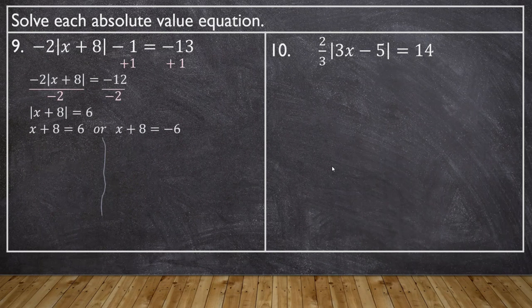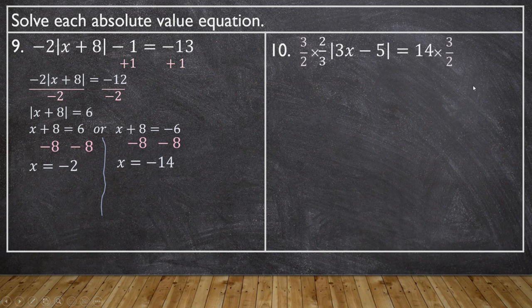So looking at number 10, I have 2/3 times the absolute value of 3x minus 5 is equal to 14. Okay, I'm going to multiply by the reciprocal. The reciprocal of 2/3 is 3 halves. Okay, 14 times 3 halves is 21. I have the absolute value of 3x minus 5 is equal to 21. This is a positive number, so I can split it up. Okay, so I get 3x minus 5 is equal to 21, or 3x minus 5 is equal to negative 21.